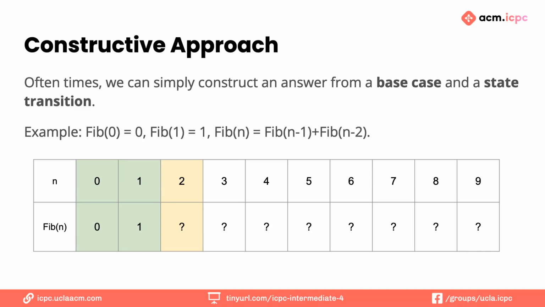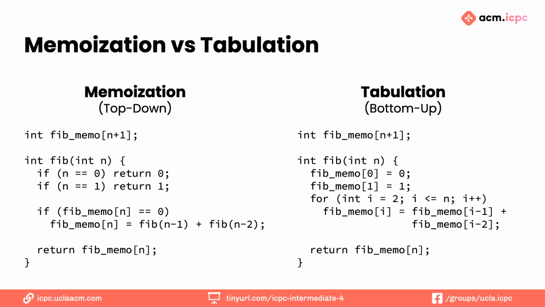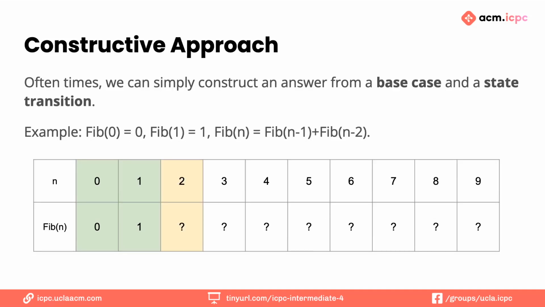So for example, for the Fibonacci sequence, our base cases are the 0th Fibonacci number is 0, the first Fibonacci number is 1, and then to get to the next Fibonacci number, we just add the two previous ones. So for example here, since we know 0 and 1, to get to the second one, we just add those two, and we get 1. And then we can keep filling out this array just the normal way that you would list out the Fibonacci sequence.